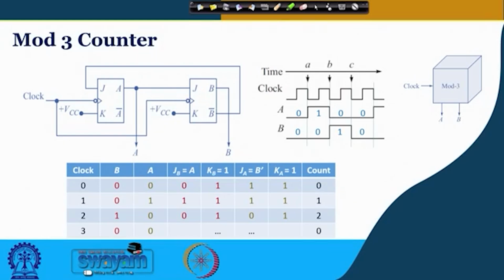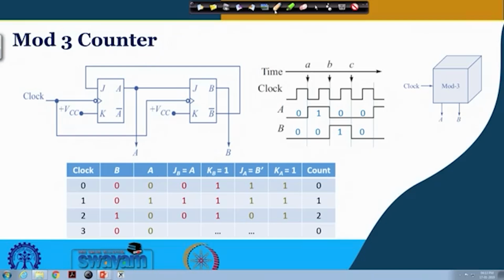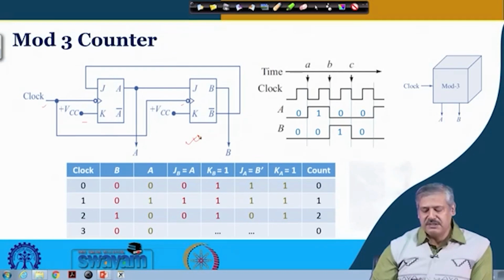Let us see the circuit of a mod 3 counter. It is made up of JK flip flops, and it is synchronous, the clock is fed here. B bar is fed as the J input of the A flip flop, and the A output goes as the J input of the B flip flop, and the K inputs of both the flip flops are connected to logic high. Very simple circuit. Now, let us see how this circuit behaves.